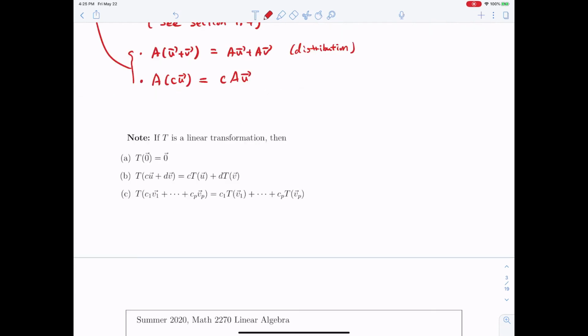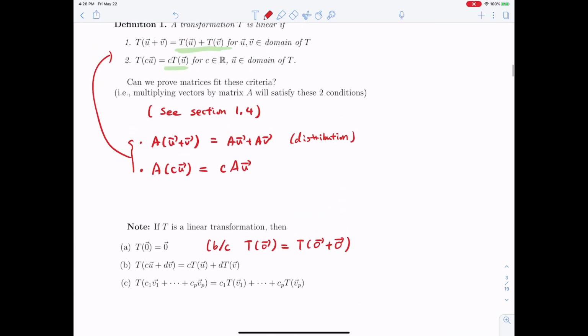Okay, so there are some properties of linear transformations. First of all, if you put 0 into T, then we get 0 as a result. This is because we know that 0 equals 0 plus 0. So T of 0 is the same as T of 0 plus 0. And from the first law, we know that we can split the addition here. So this equals T of 0 plus T of 0. And if you cancel out T of 0 from both sides, then this gives you T of 0 equals 0.